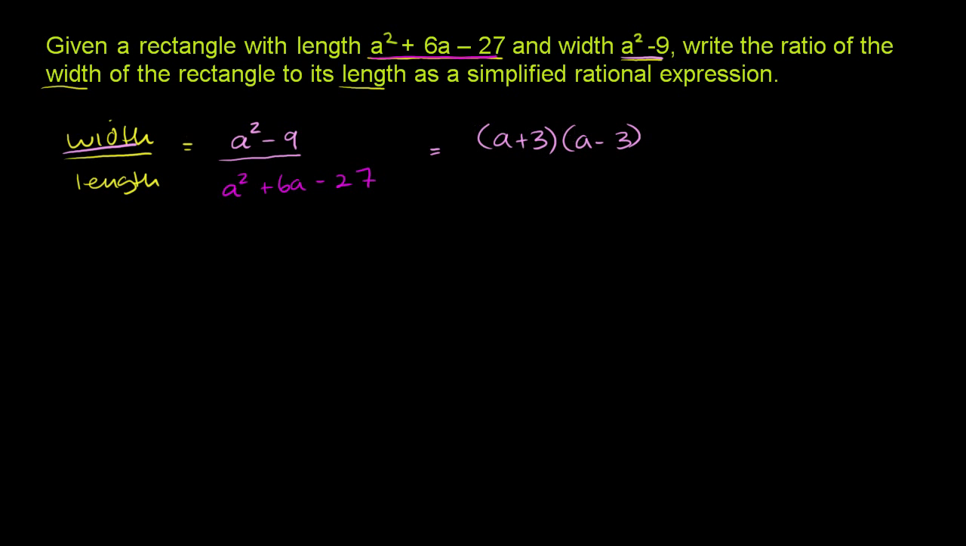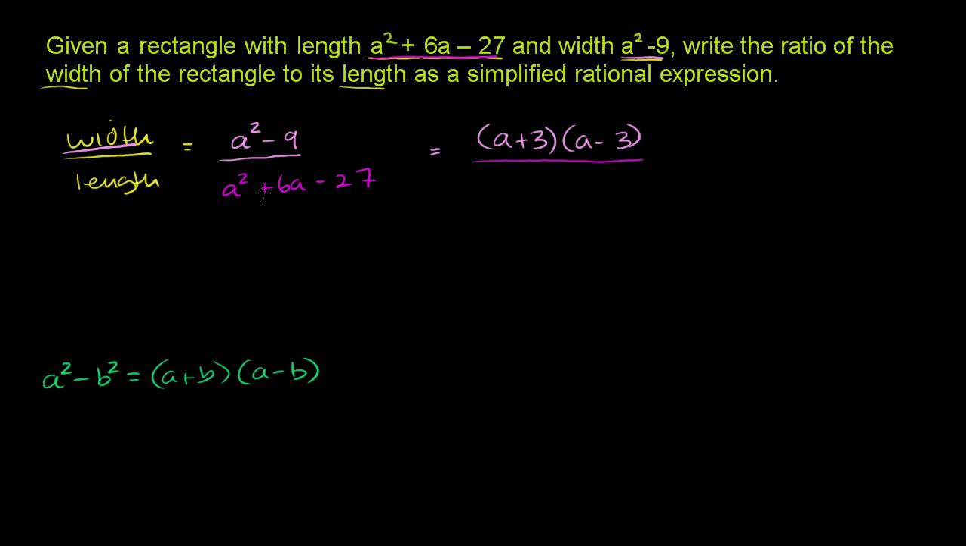And I just recognize that from the pattern. If you ever see something a squared minus b squared, it's a plus b times a minus b. And you can verify that for yourself. Multiply this out, you'll get a squared minus b squared. So the width can be factored into a plus 3 times a minus 3. Let's see if we can do something for the denominator.